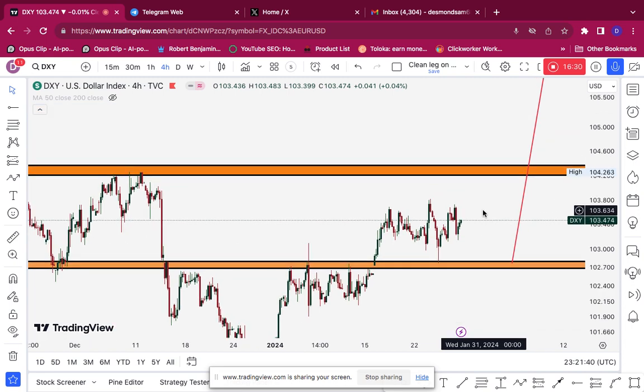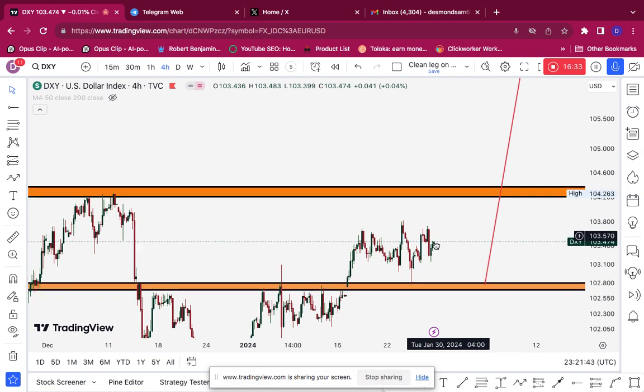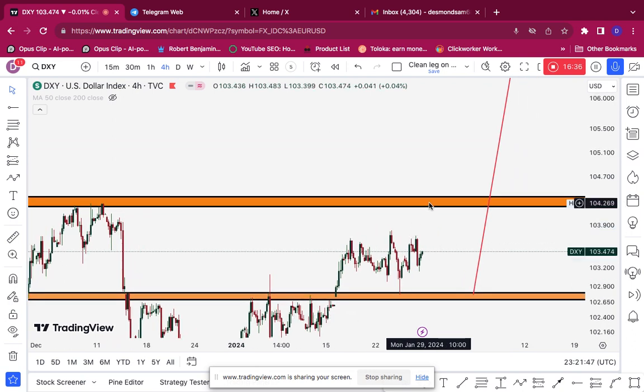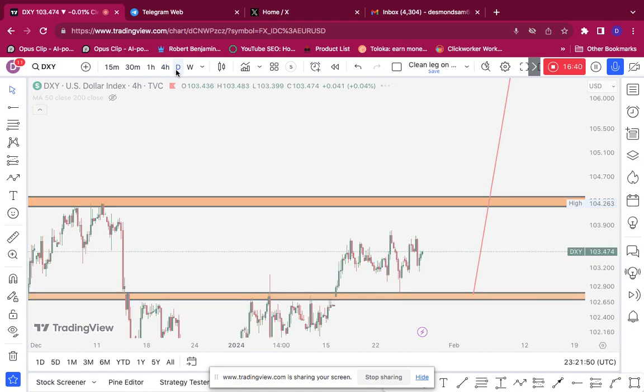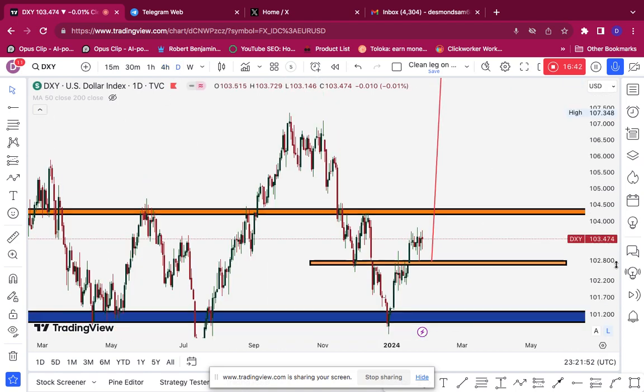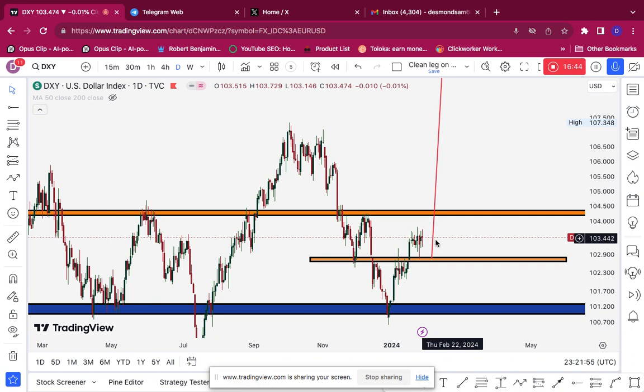So every single thing I've shown so far would be validated if we do see the dollar index break above 104.263 this week following the FOMC numbers. However, in the event that doesn't happen, we can wait for a while and fall back. All right, so that is entirely up to the market.